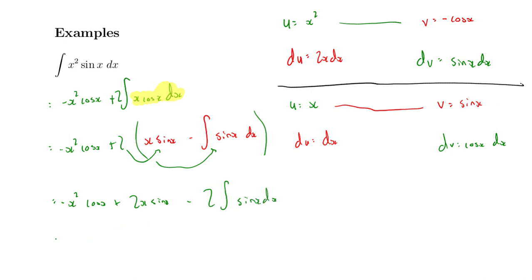This integral is something we can do. Negative x squared cosine x plus 2x sine x. Our antiderivative of sine is negative cosine, and so this is plus 2 cosine x plus c.